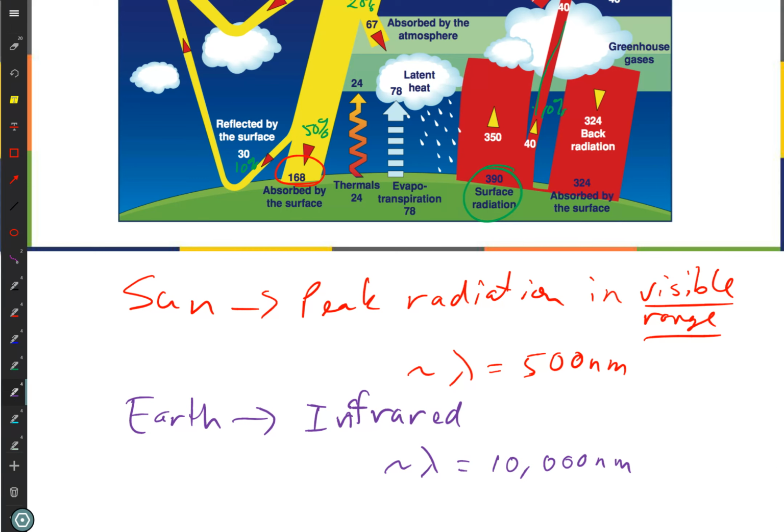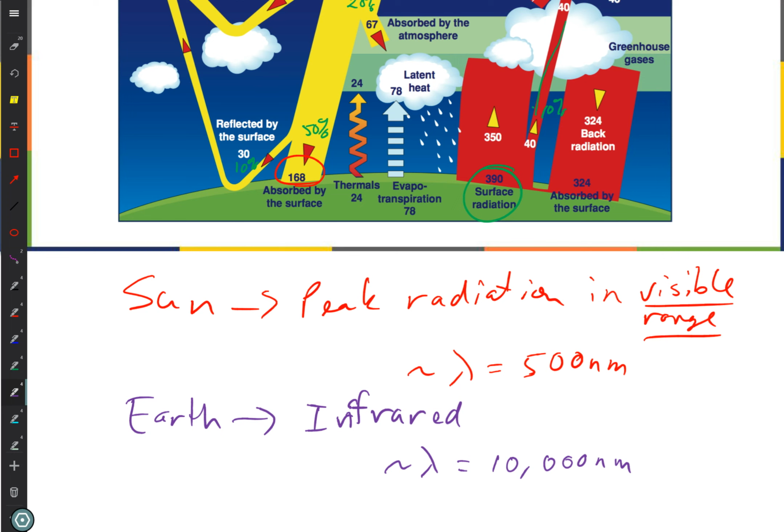It's 3 million divided by 300. 3 times 10 to the 6 divided by 3 times 10 to the 2. Yeah, I think that's right. So about 10,000 nanometers. The different wavelengths are what makes the difference. The atmosphere is pretty transparent to the visible light, but because of certain gases in the atmosphere, it absorbs these longer infrared wavelengths.